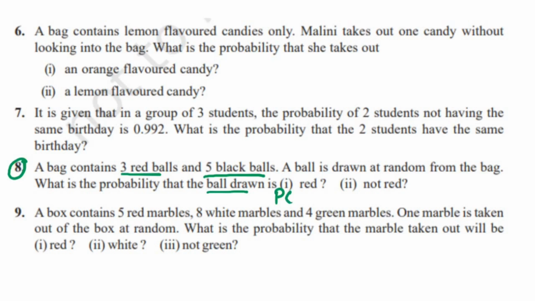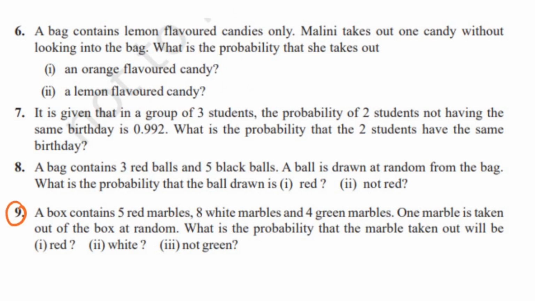The probability of getting a red ball is 3 out of 3 plus 5, that is 8 balls. And the probability that it is not a red ball, means it is a black ball, is 5 out of 3 plus 5, the total number of balls, that is 5 by 8. We can represent the last answer in the form of a decimal to verify that probability of occurrence of an event lies between 0 and 1.